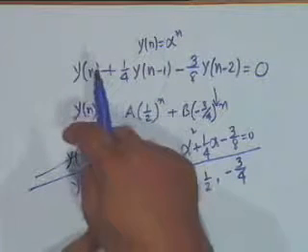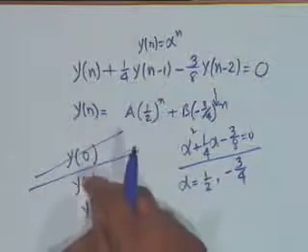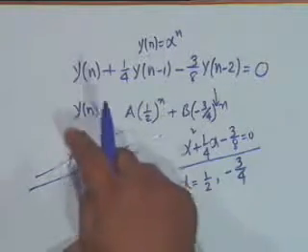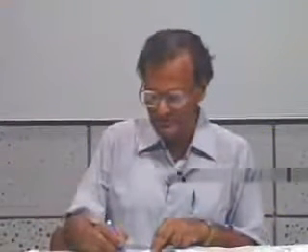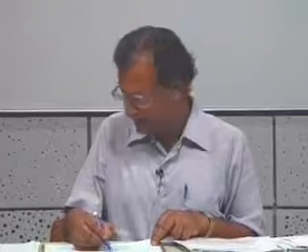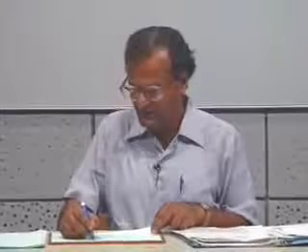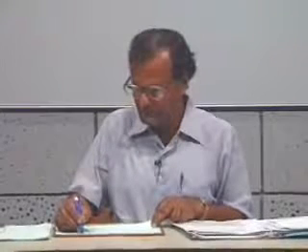Only two of them can be independent, because calculation of y of 2 does require y of 0 and y of 1. And therefore this is a function of y of 0 and y of 1. It's not independent. Anyway, the two initial conditions: let me write the equation again, y of n plus 1/4 y of n minus 1 minus 3/8 y of n minus 2. Our equation was this is equal to delta n.